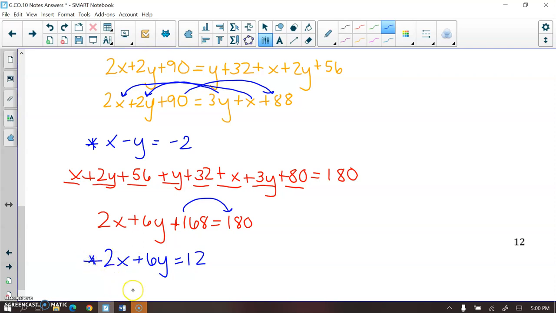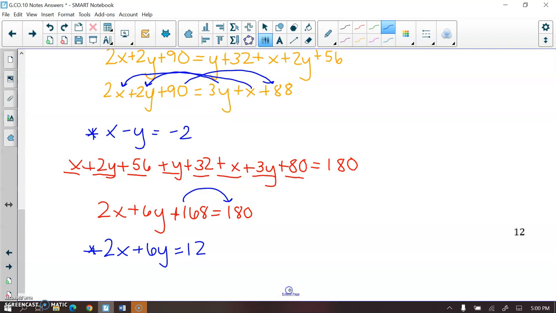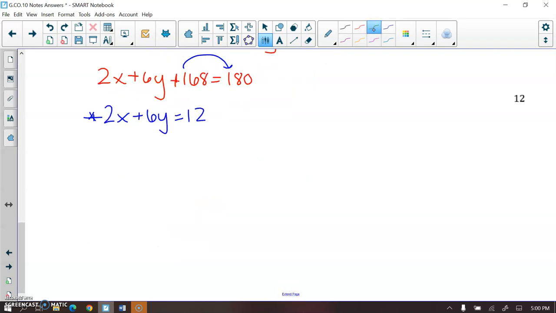All right. So now we're going to use the two star equations to solve this system. I'm going to line my equations up. So my first equation was an x minus a y is equal to a -2. And my second equation is a 2x plus 6y is equal to 12. Now, if I added these together, I would not eliminate a variable. So I need to multiply one of these equations by something to be able to eliminate a variable. I'm going to try to eliminate y. So I'm going to multiply the top equation by 6. This is what I get.